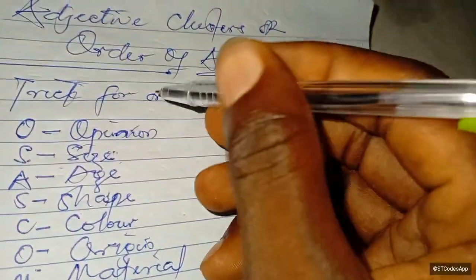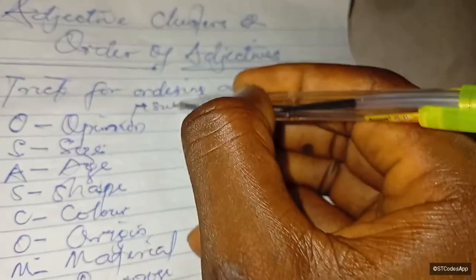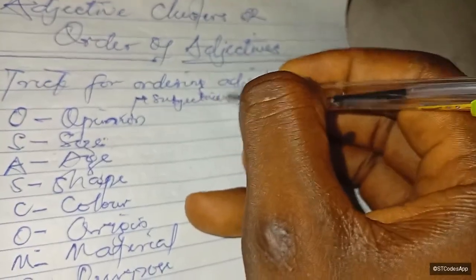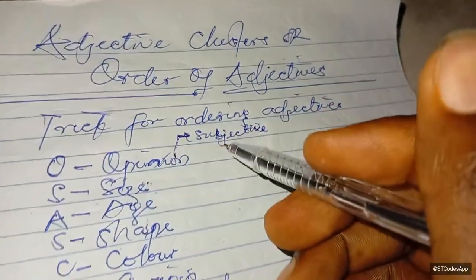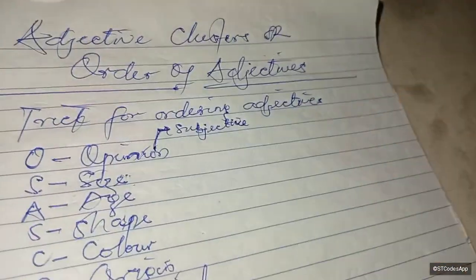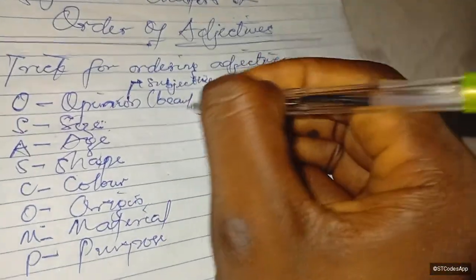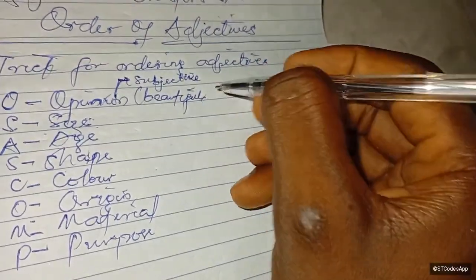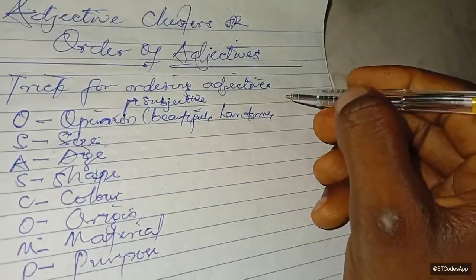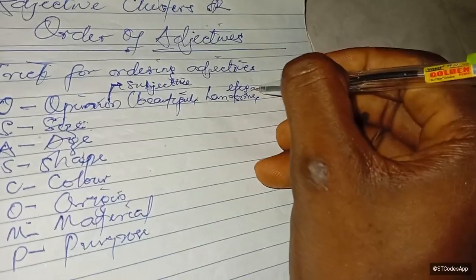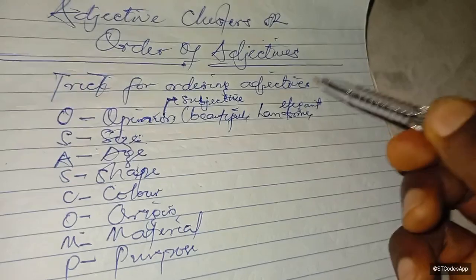Now, beginning with opinion. Opinion is subjective. When you read the question and see that one of the adjectives is very subjective, in the sense that it depends on the person looking at it, to you it might not be like that. For example, beautiful. Beauty is in the eyes of the beholder. Handsome, stylish, elegant, all these words are subjective. They are people's opinion of a particular thing.